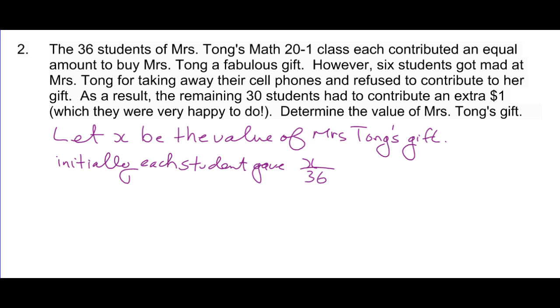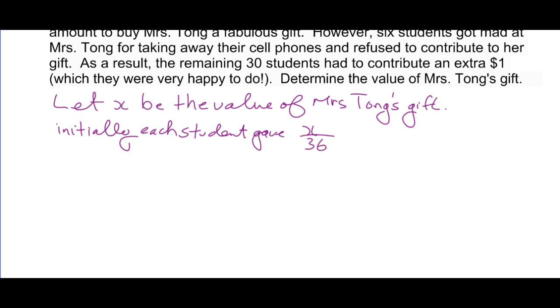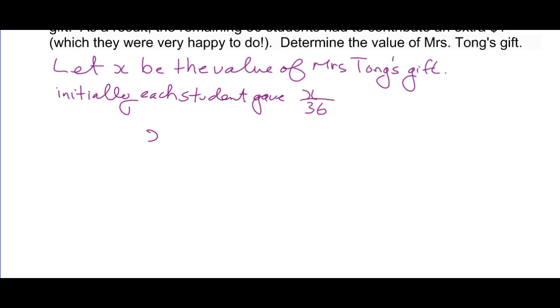Now the value of the gift didn't change, right? So x over 36, that's how much each gave. So let's say that x was $72. They each gave $2, but now they each have to add another $1. So this is a number of dollars, and now they gave an extra $1.